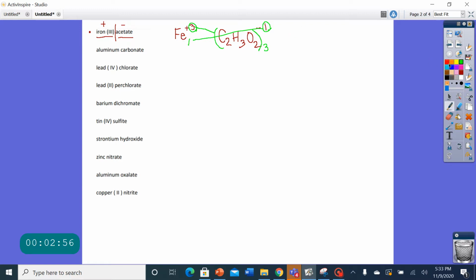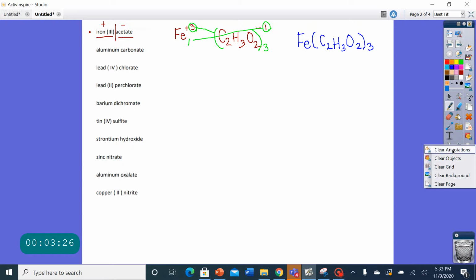So therefore, as I rewrite this, my compound is going to be written as such: Fe, then parentheses, C2H3O2, parentheses 3. Okay, and that's going to be the formula for iron 3 acetate. All right, so let's take a look at another example.